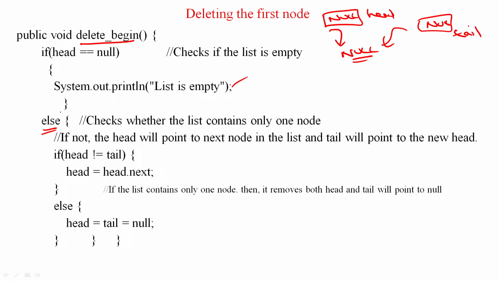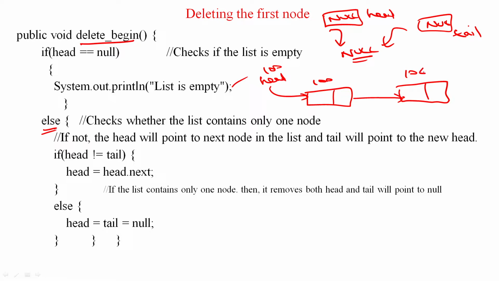Else, here we are having three nodes. First node is the head, which is pointing to 100. So 100 is the address of the first node. Then we have the second node, let's say 104, so 104 will be written here. Then the third node, whose next is null, here 107 or 108. So 108 will be written here.